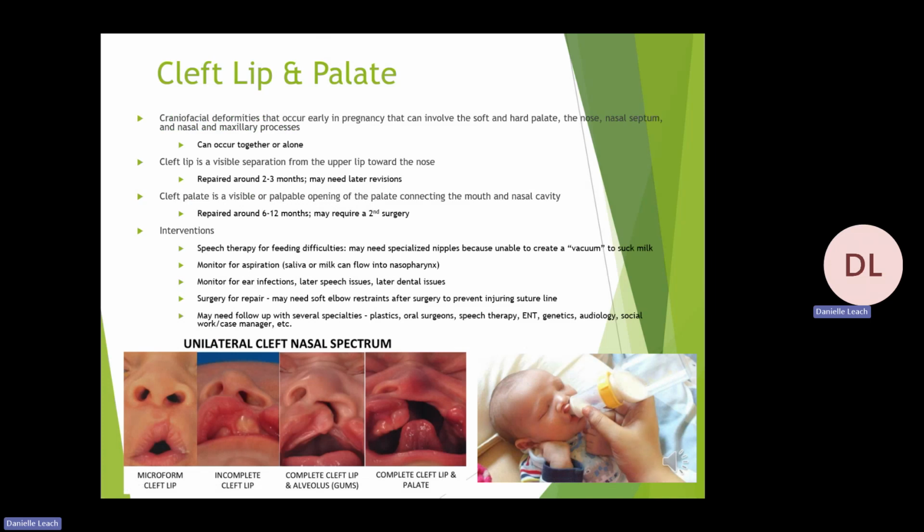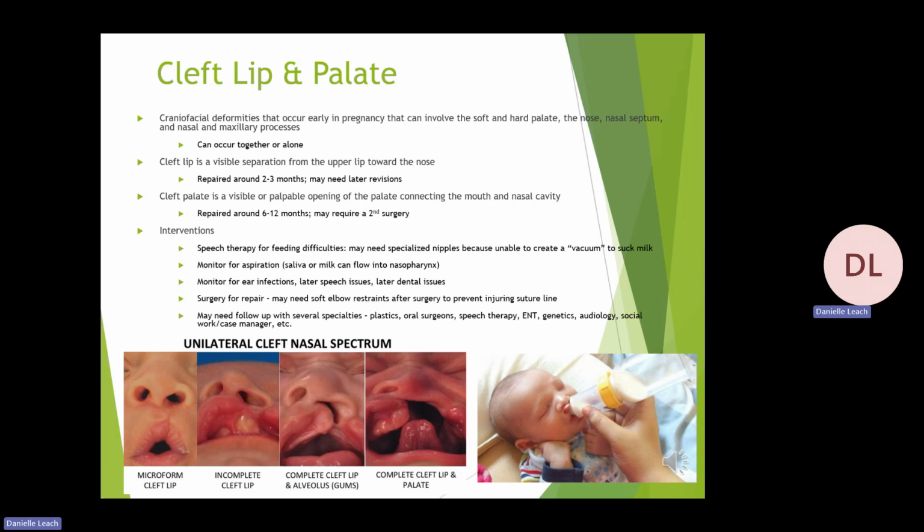The first disorder we're going to talk about is cleft lip and palate. This one's a little different than the other ones we're going to talk about because it is a craniofacial deformity. It's a deformity that occurs early in pregnancy, usually around the 7th to 12th week. It can involve the soft and hard palate, the nose, the nasal septum, and the maxillary processes. The cause is usually unknown, but it may have a genetic component and sometimes will go along with some syndromes.